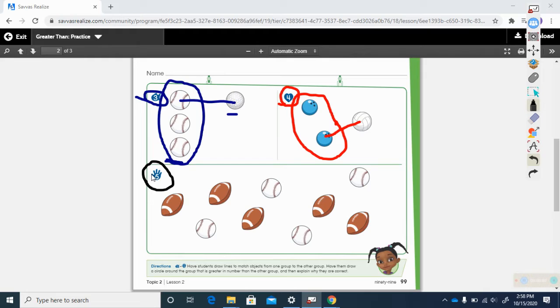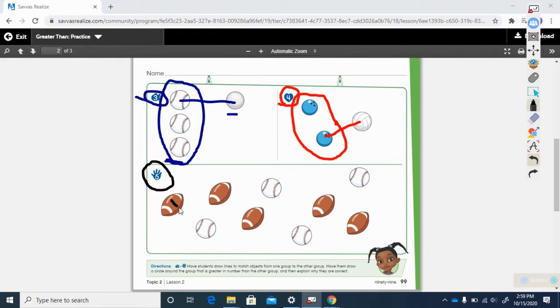In number 5, the footballs and the baseballs are all mixed and jumbled up. That's how we see them in real life. They're usually not in nice, neat rows. So we are going to get our crayon out and we are going to start matching.